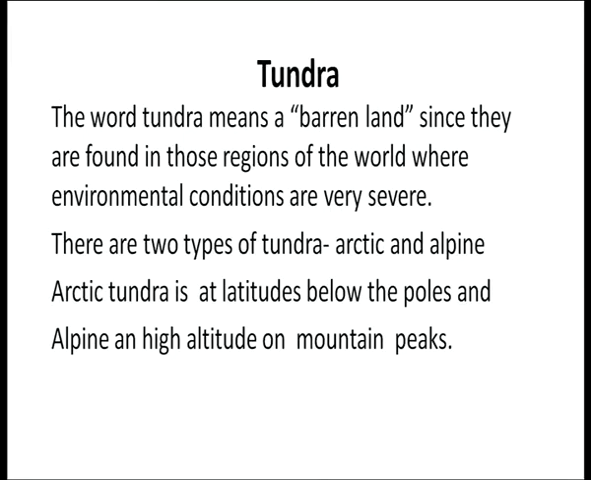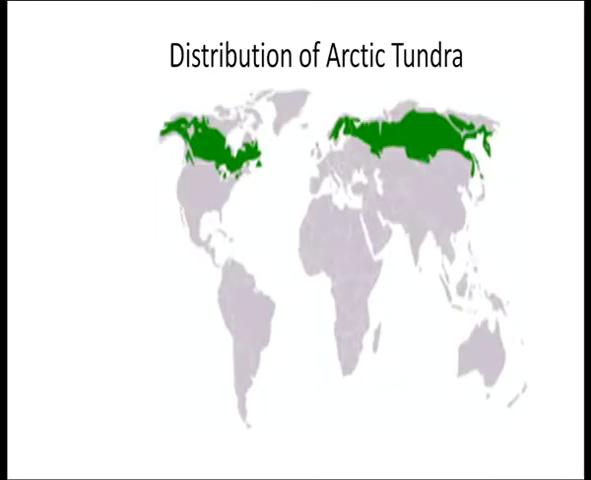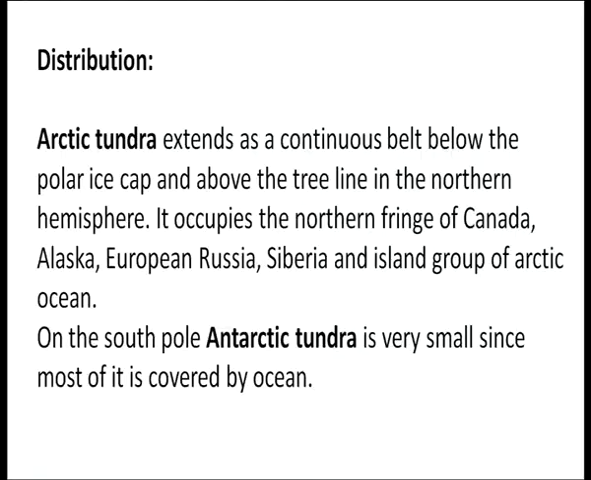Next we come to the most harsh condition containing biome, that is the tundra. The word tundra means barren land, since they are found in those regions of the world where the environmental conditions are very severe. There are two types of tundra, Arctic and Alpine. The Arctic tundra is at latitudes below the poles, and the Alpine tundra is found at the high altitudes on the mountain peaks. These are the regions showing the Arctic tundra in the northern region just below the poles. They extend as a continuous belt below the polar ice cap above the tree line in the northern hemisphere.